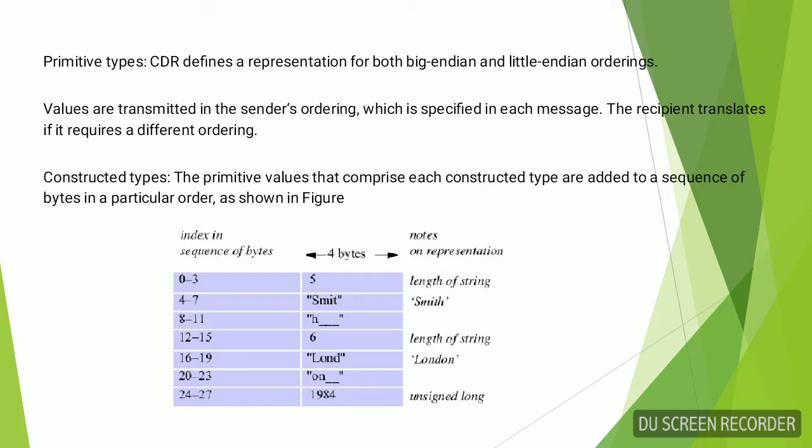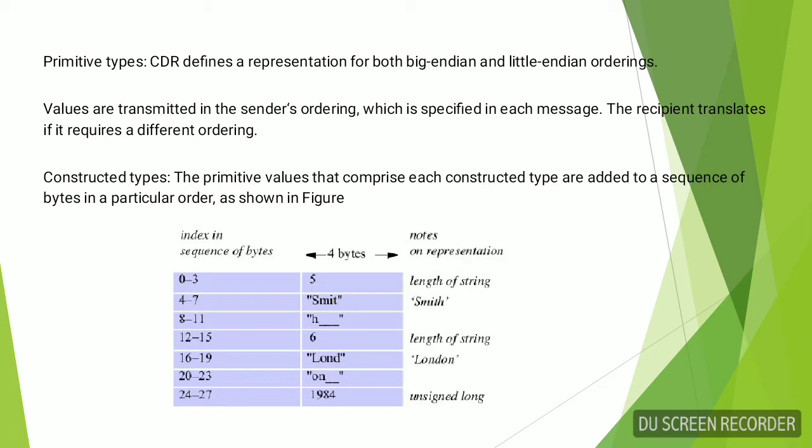Primitive types: CDR defines a representation for both big endian and little endian orderings. Values are transmitted in the sender's ordering, which is specified in each message. The recipient translates if it requires a different ordering. For constructed types, the primitive values that comprise each constructed type are added to a sequence of bytes in a particular order as shown in the figure.